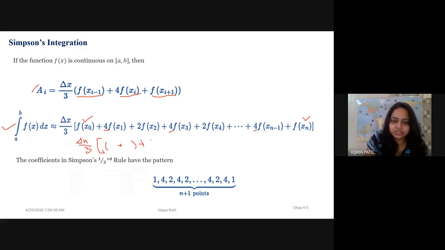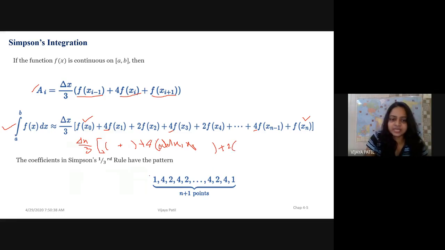So in short, what it is, nothing but 4 into the odd points here. You can say odd points here. So like x1, then x3, right, x5, and so on. So in this way, I'll be getting the functions like this. Similarly, I'll be getting two times the rest of the ones.